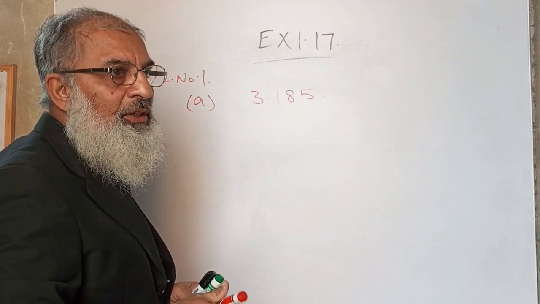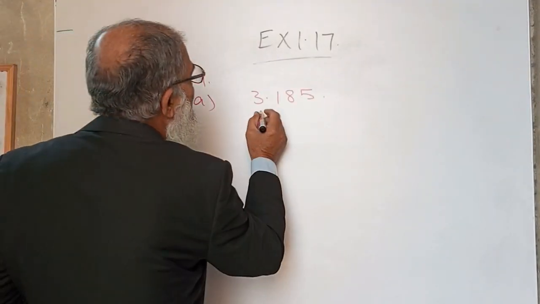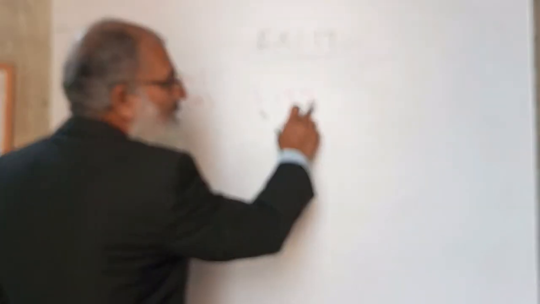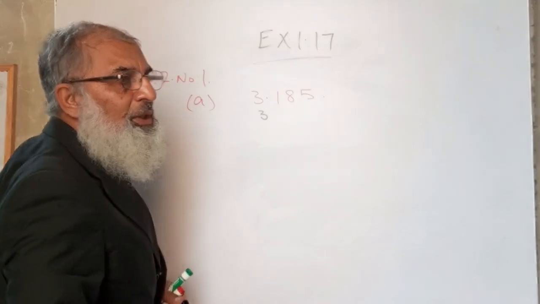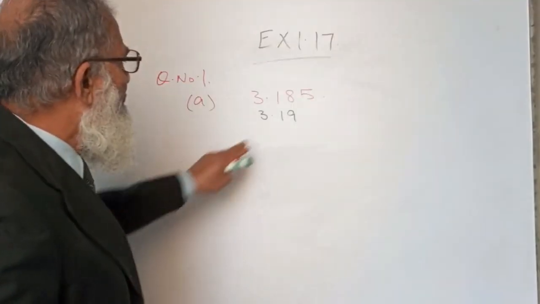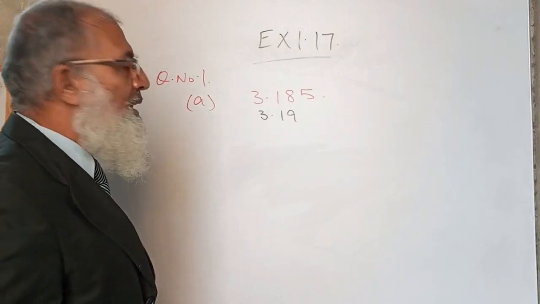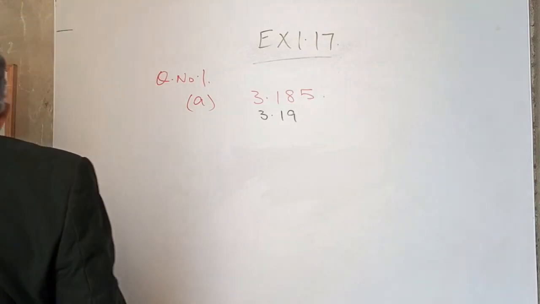Now I have to round it up to two decimal places. What I do is, I have to ignore this, or step it to the next higher position. Now what will it become? 3.19. 3.19 is the number rounded to two decimal places.